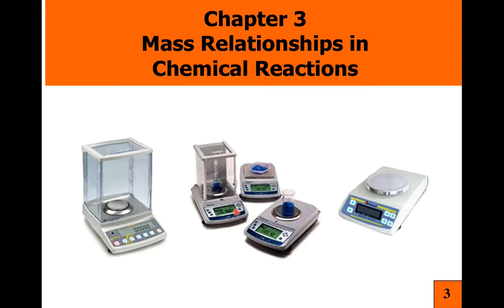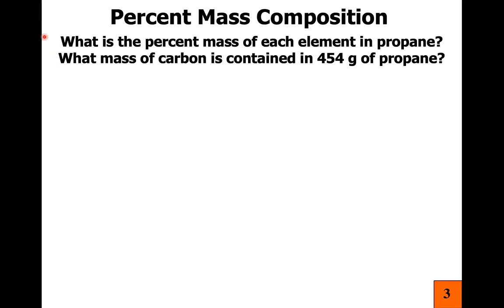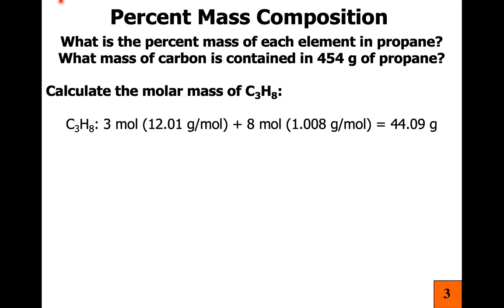Main topic of chapter 3 has to do with mass relationships in chemical reactions. And one of the first things we discussed in this chapter was mass percent composition. So what's the mass percent composition of each element in propane? What mass of carbon is contained in 454 grams of propane? Well, we need the formula for propane, and then we need the molar masses for each one of the elements.